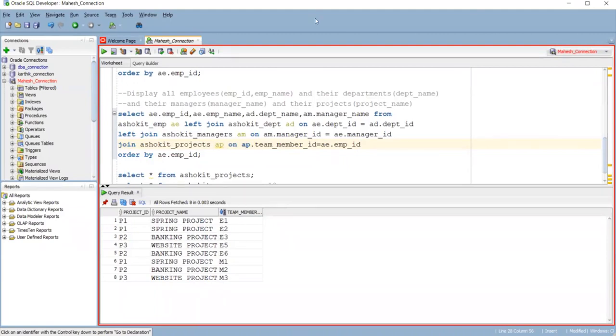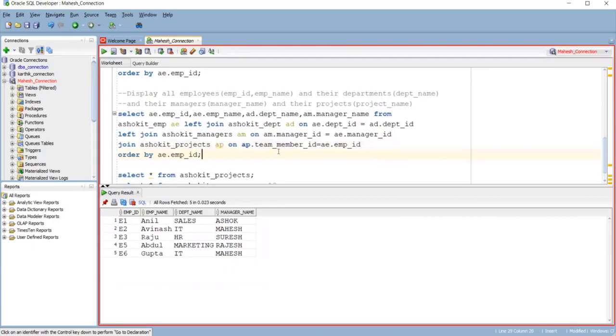How many employees are working with the projects? E1 employee, E2 employee, E3 employee, E5 employee, and E6 employee. So in total, 5 employees are working on projects, right or not? Just try to find it, sir. How many employees are we getting here? Only 5 employees, right or not? So E1, E2, E3, E5 and E6 employees, sir. So these employees we are getting in the results. So I need to select the project name, sir. That is AP dot project name, sir.